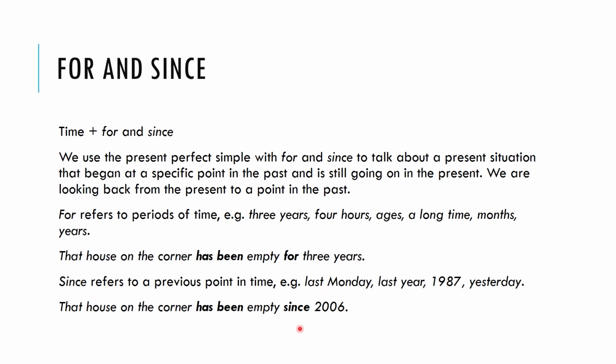So now 2006 is a specific point. We are talking about the point that the action or the state or the event has started from. So you have to know the difference that we use for with the full period of time. Okay, and we use since with the specific point in the past.